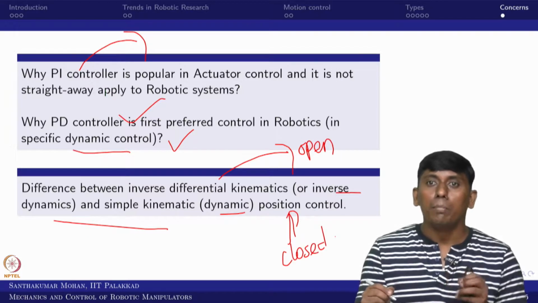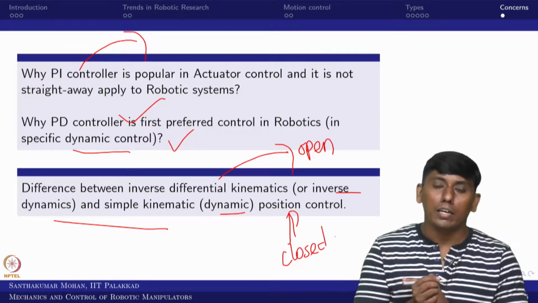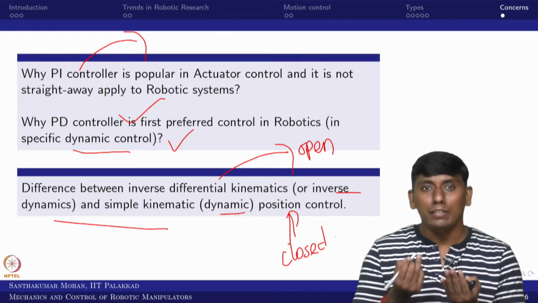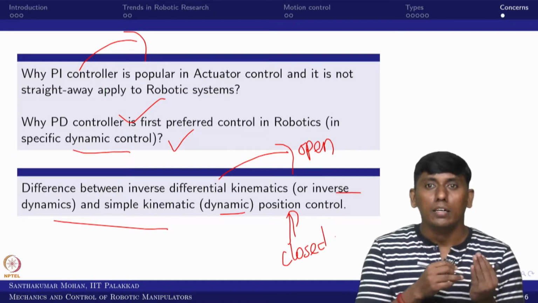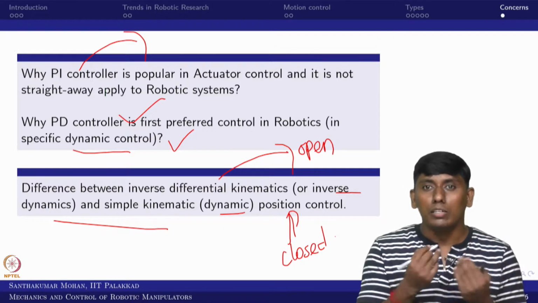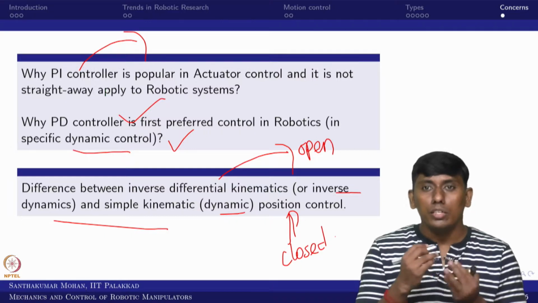Now I hope you are getting familiarized with what motion control is and what the types are, why PD is required, when we can use PI, when we can use inverse differential kinematics, and when we can use closed loop. All of these we have seen.